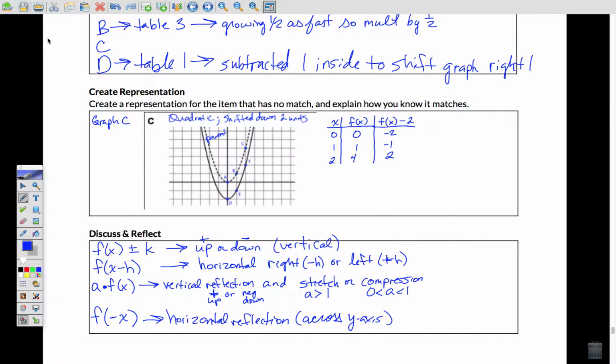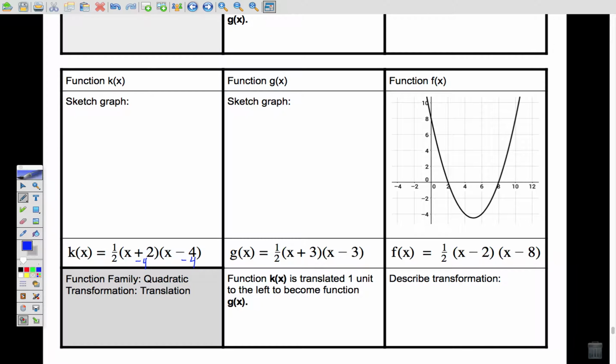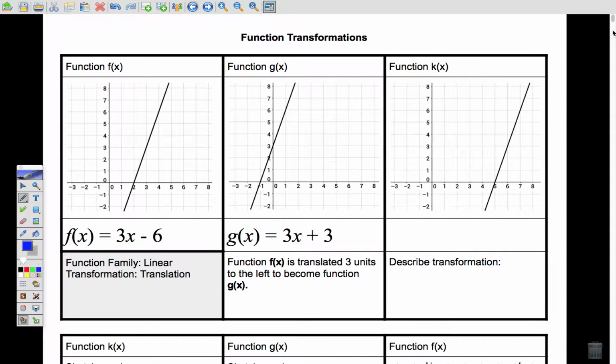Let's just look at a couple. I want you to see how some of these transformations work when functions are not in like vertex form or that typical form. So you should have this next worksheet attached, okay? So let's look at these. So we're looking at starting off with a linear function, and its graph is 3x minus 6. So then if we look over here, so from f of x to g of x, it tells me that f of x was translated 3 units to the left.